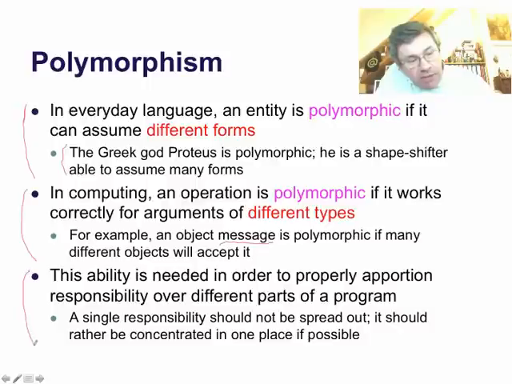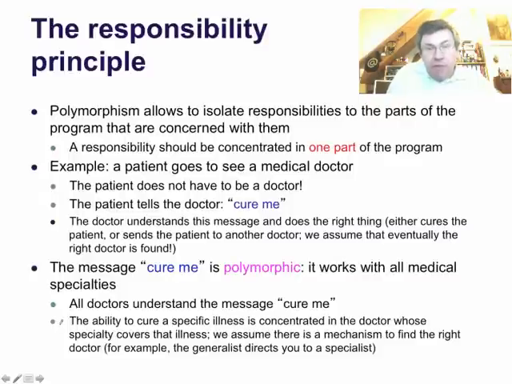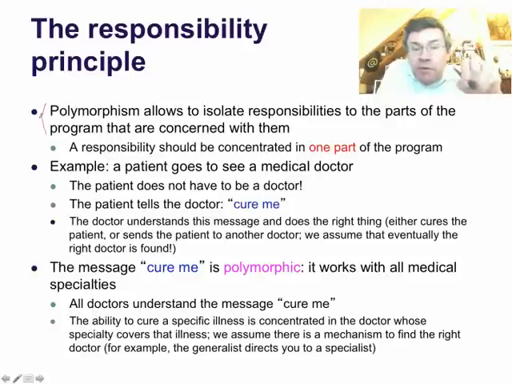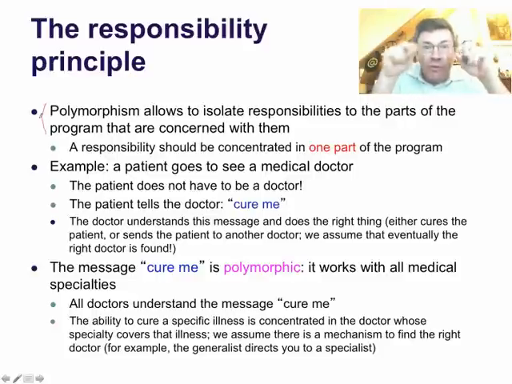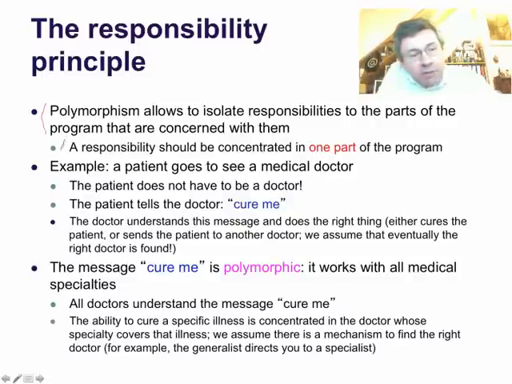And we will see that this is a very important ability, and what it enables is apportioning responsibility. That means each part of the program is responsible for a particular thing, and a given responsibility is not spread out. It's concentrated in one place. And this is what polymorphism lets us do. In fact, this is so important that I am calling it the responsibility principle. Polymorphism allows us to isolate responsibilities to those parts of the program that are concerned with them and not elsewhere. So responsibility is concentrated in one part of the program.